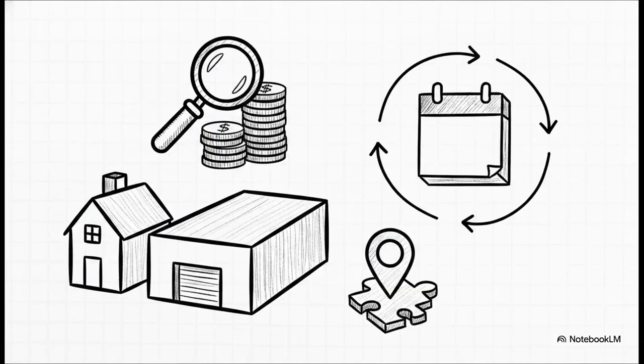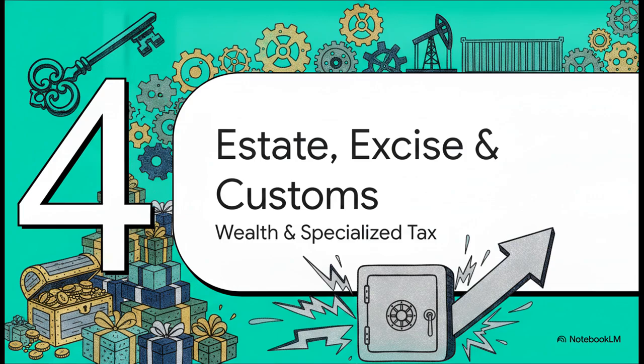for their clients. Rounding out the local level, we've got property taxes. These are paid by owners of real and personal property, and they're administered entirely by county or city assessors. The big takeaway here is that this is a reoccurring annual cost, typically ranging from 0.5% to 2.5% of the property's assessed value. And because it varies entirely by specific locality, your client could literally move their warehouse just one county over and completely change their property tax burden. Crazy, right? All right, on to Section 4, estate, excise, and customs, wealth and specialized taxes.